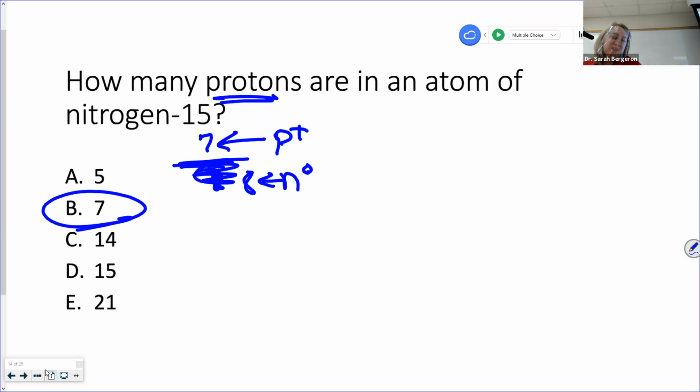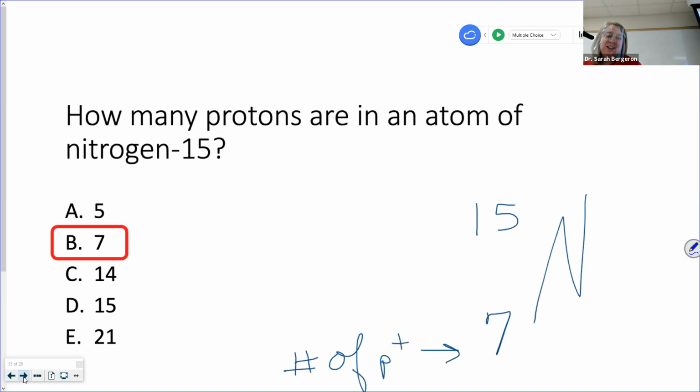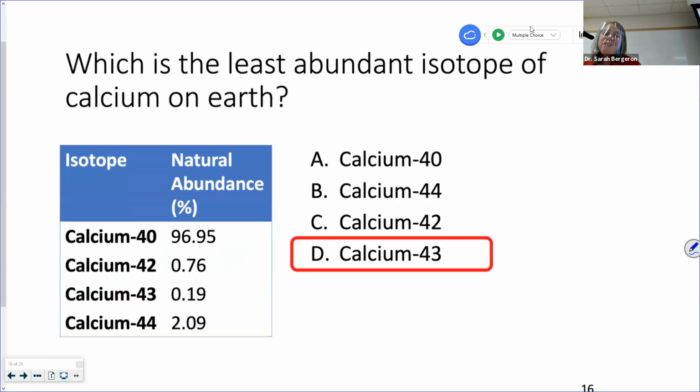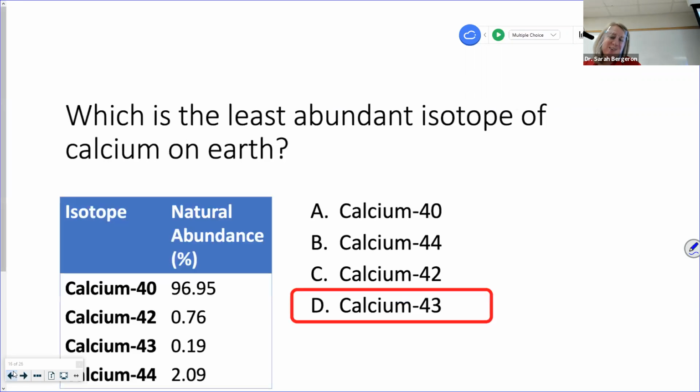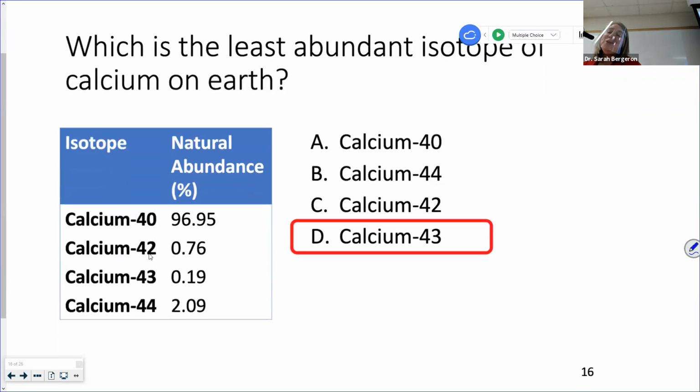All right, one more, y'all ready? Here we go. What is the least abundant isotope of, oh, I gave you the answer. How did I do that? Oh, man. Okay, so if we were gonna do this one, what's the least abundant isotope of calcium on Earth?